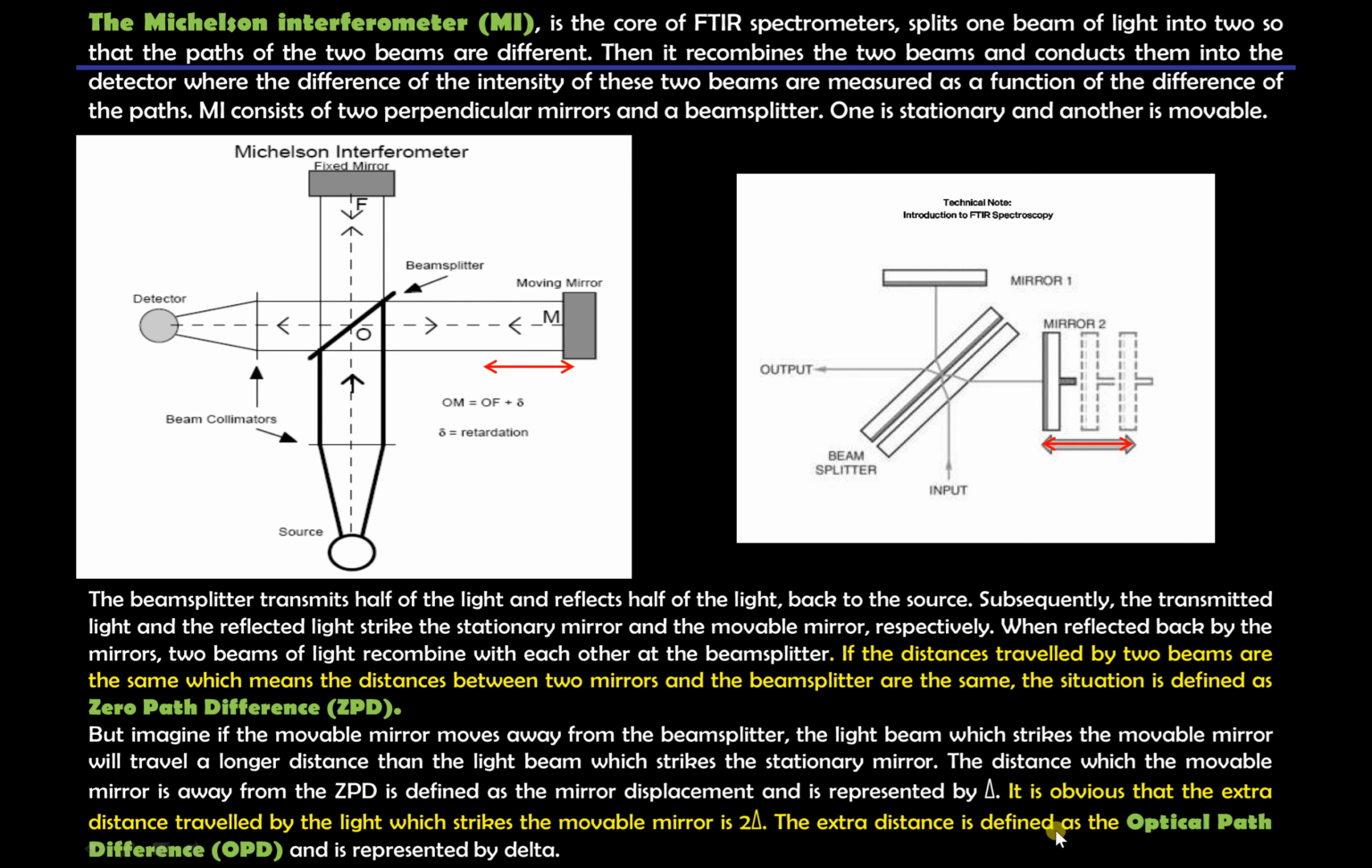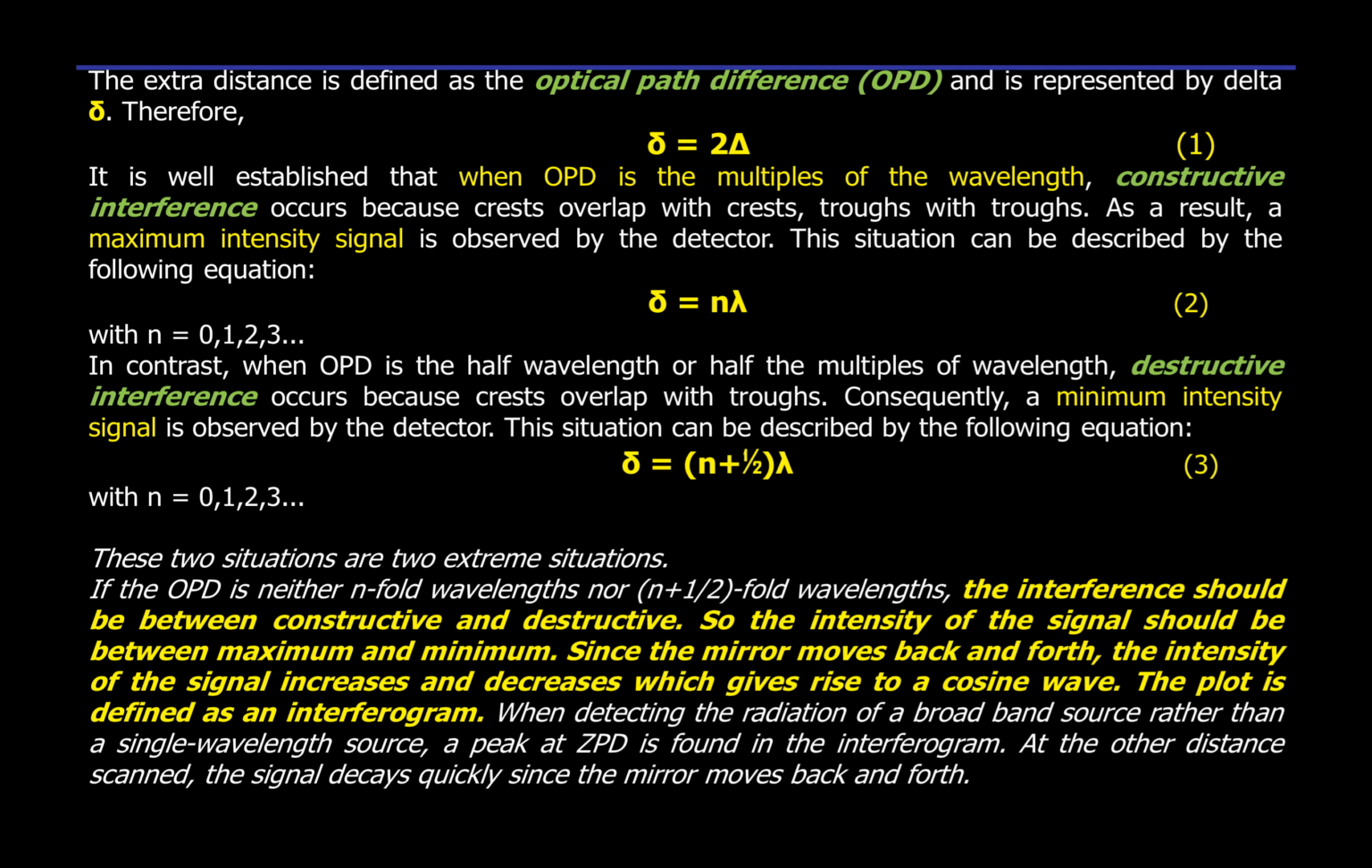This extra distance is defined as optical path difference, OPD, and is represented by small delta. So you have a zero path difference and you have OPD. Therefore, the OPD delta is twice this mirror displacement delta.